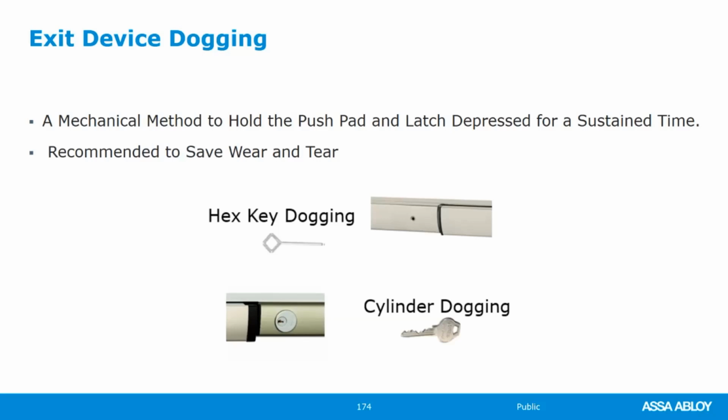We will talk about other dogging methods for fire-rated openings in a few minutes when we get to the options, because there is a way that you can dog a fire-rated device. You can dog it electrically as long as it's tied into the fire alarm system. So I wanted to go through these basic overview items before we get into the Corbin Russwin nomenclature.